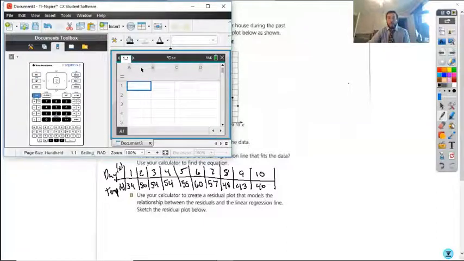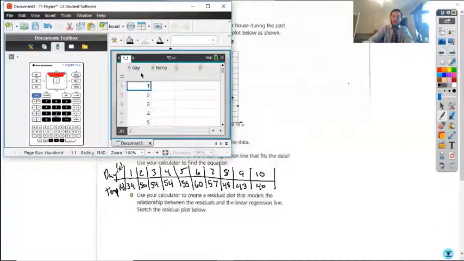When we add our list and spreadsheet, we need to first label the first column, which will be our x values, or the days. And then B will be our second column, which will be the temperatures. So we'll start inputting our days. The days are 1, 2, 3, 4, 5, 6, 7, 8, 9, and 10.